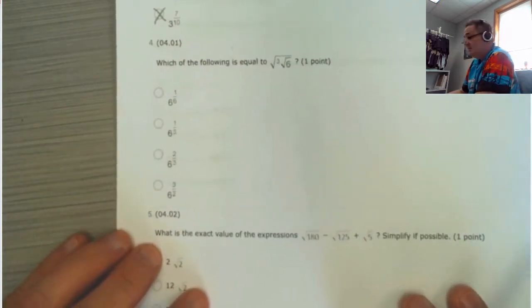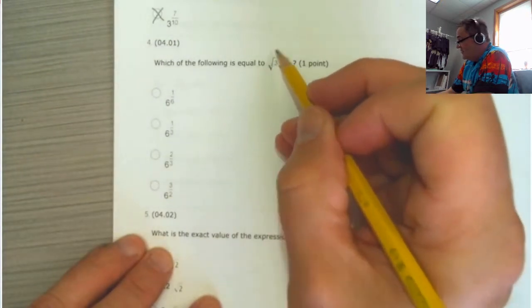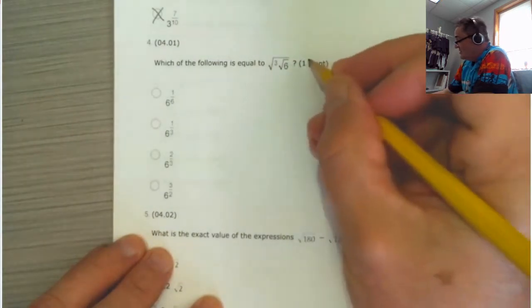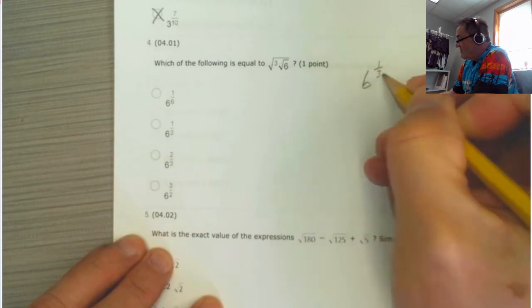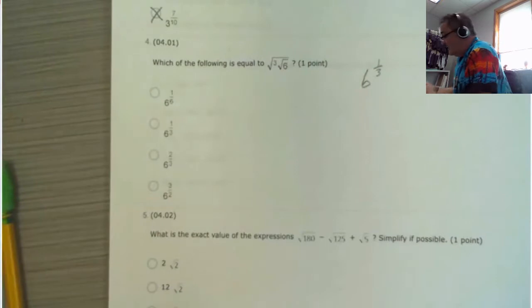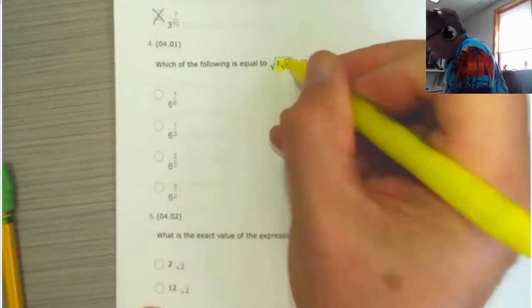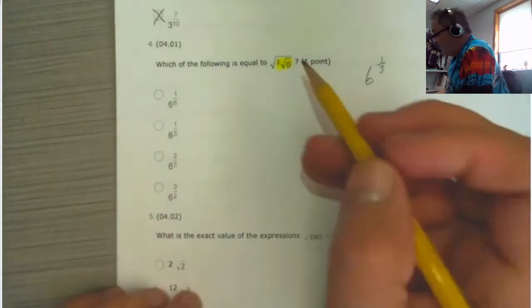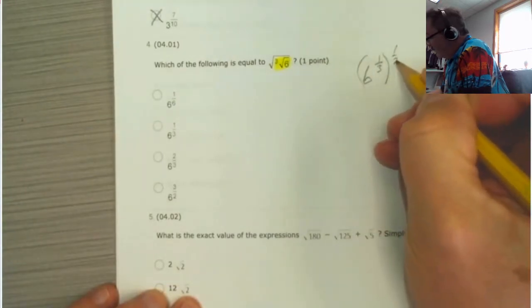Which of the following is equal to the square root of the cubed root of 6? So the cubed root of 6 we rewrite as 6 to the 1/3. That's what's underneath the radical. I'm going to highlight that. That is this part of it. That's what we're taking the square root of, which is 6 to the 1/3 if we rewrite that. And then all of that is being taken to the 1/2 power.